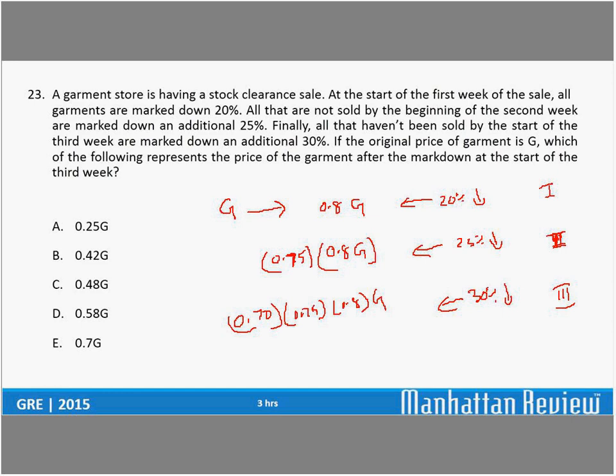What is the question? If the price of the garment is G, which of the following represents the price of the garment after markdown at the start of the third week? So this is asking for this value. Come on, click calculate: 0.7 into 0.75 into 0.8. It is 0.42 G. Perfect.